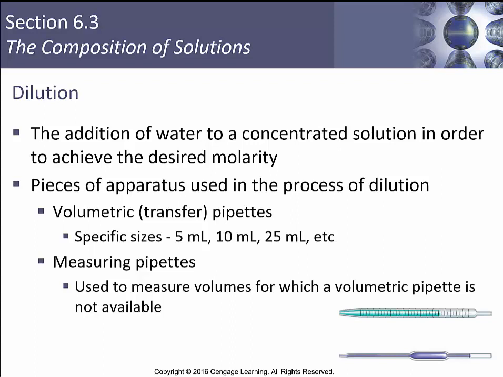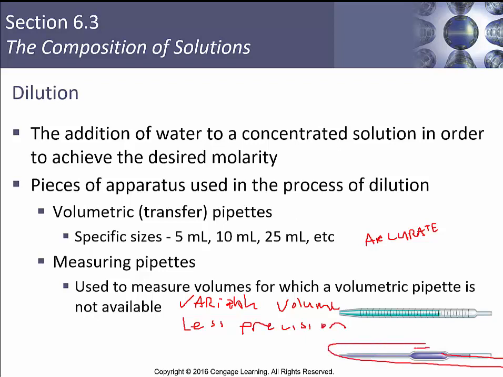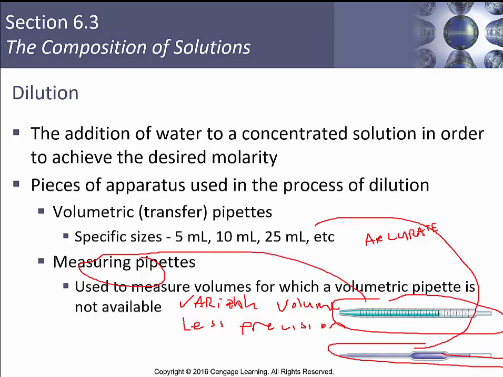The pieces of apparatus used in the process of dilution are going to be either volumetric pipettes, which come in specific sizes, 5, 10, 25. These guys are going to be more accurate. Or they're going to be measuring pipettes. So these guys are going to be variable volume, but they're going to have less precision. And this is our volumetric, and this is a measuring pipette. Those are all sometimes called Mohr pipettes.